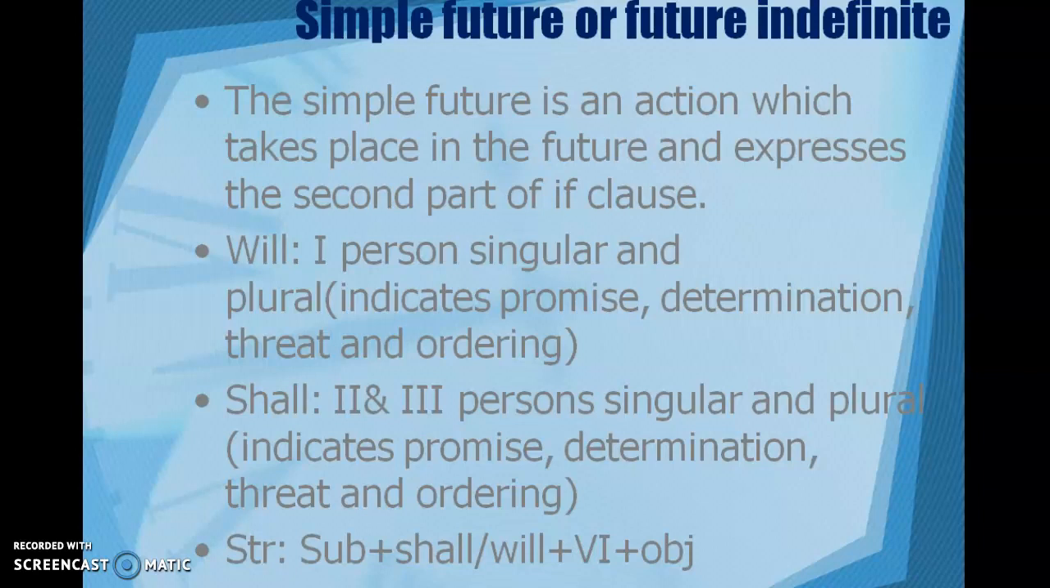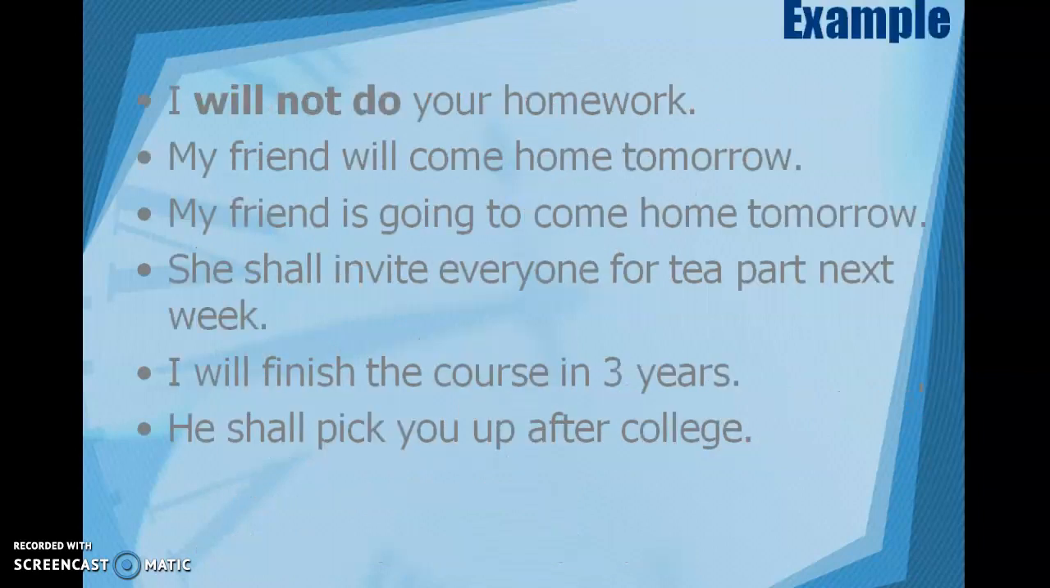Remember dear students, at the present time, shall is not exclusively used. In the place of shall, people are using will. Whenever people use a sentence in the future, they are obviously trying to use the word will. So that is widely accepted. The structure of simple future tense is subject plus shall or will plus V1 plus object.